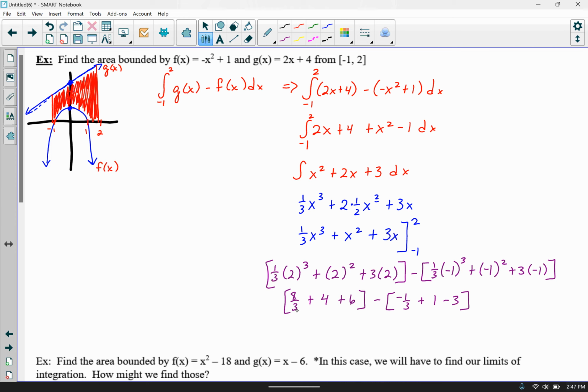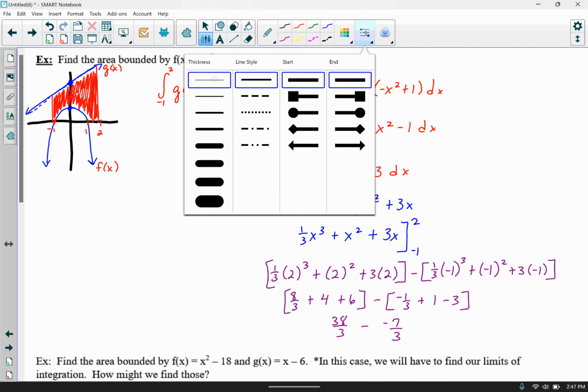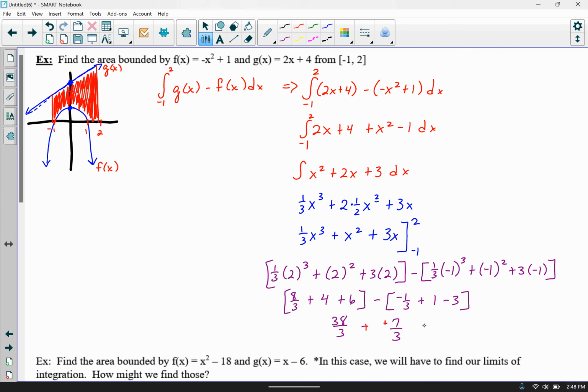All right, from here, I would go to my calculator for the first bracket, clean that up, and you should land at 38/3. Same thing for the second bracket, go to your calculator, that should land you at a -7/3. And then 2 negatives side by side turn into a positive, getting you a final answer of 45/3. Actually, that's not the final answer. We'll make that 15, right? So 15 will be my final answer.